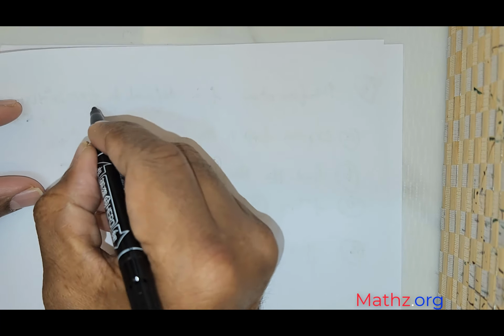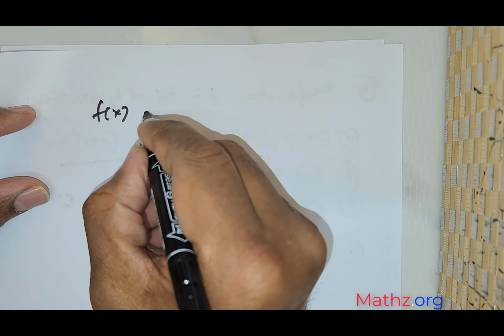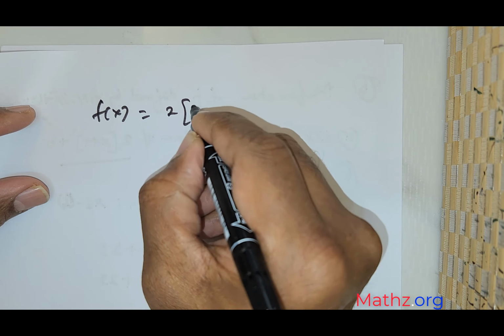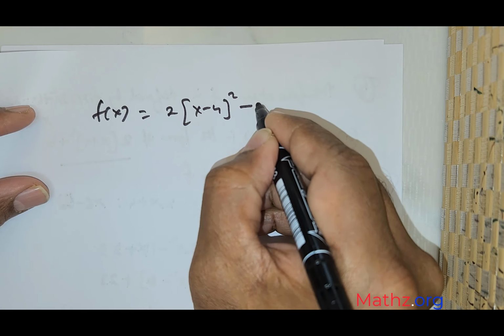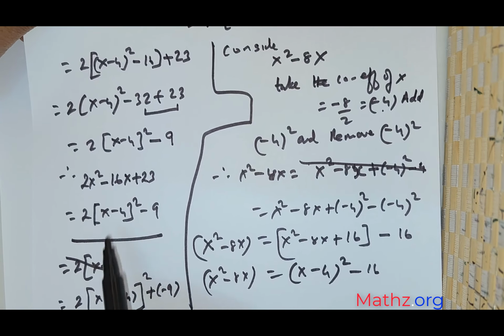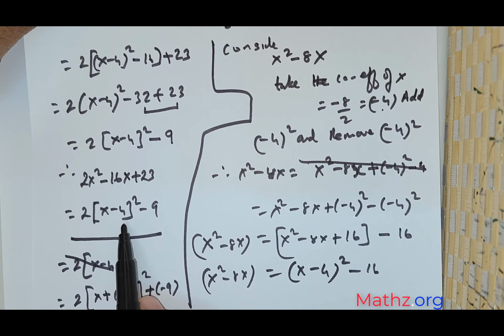So the next part wants us to find the range. Now we have f of x as 2 times (x negative 4) the whole squared followed by negative 9. Right, so let me show you that representation. I've got this over here.